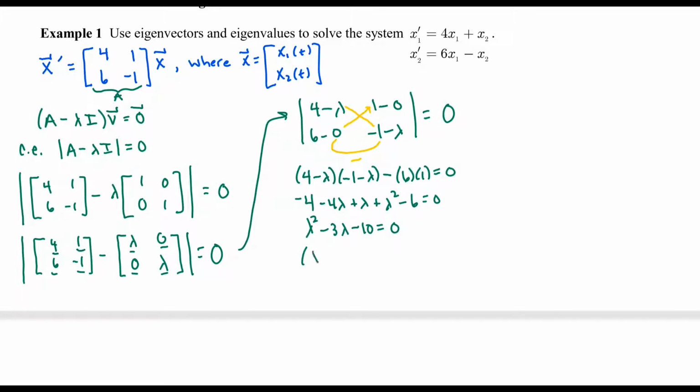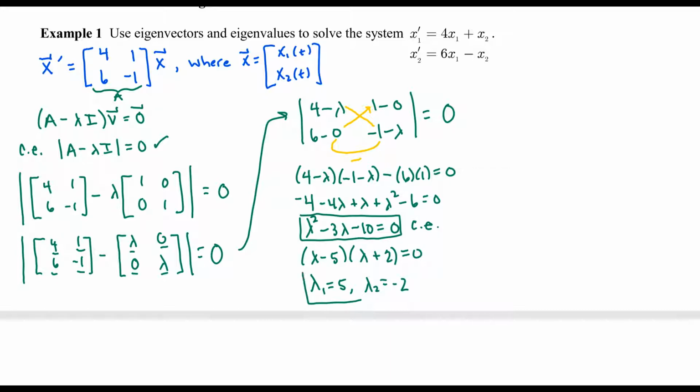We can easily solve this by factoring: lambda minus 5 times lambda plus 2. So we're going to end up with two eigenvalues. Let's call them lambda sub 1 equal to 5 and lambda sub 2 equal to negative 2. Okay, so we have solved the characteristic equation. This was our ultimate simplified characteristic equation, of course, derived from this pattern. And we ended up with two real distinct eigenvalues. Two real and distinct, not repeated, eigenvalues.